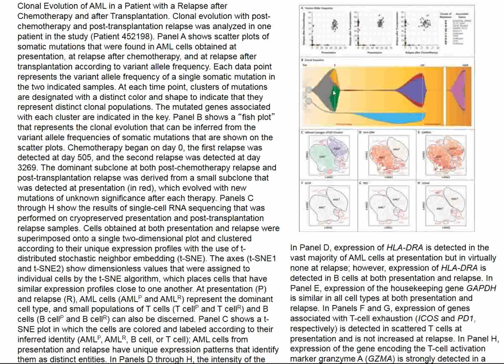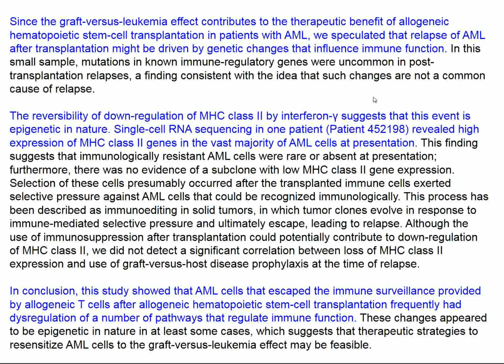I'm not an expert in this, as you can tell from my presentation, but here's a patient, clinical presentation, aggressive chemotherapy, all the clones are gone, then there's recurrence, then there's bone marrow transplant, and then with recurrence again, there's a different pattern shown here compared to the recurrence that was seen after the chemotherapy. And so the suggestion here is graft-versus-leukemia effect has perhaps an effect on the genetic changes that occur with recurrence. There is downregulation of MHC class II by interferon gamma, suggesting that this event is epigenetic in nature because germline changes haven't occurred, obviously.